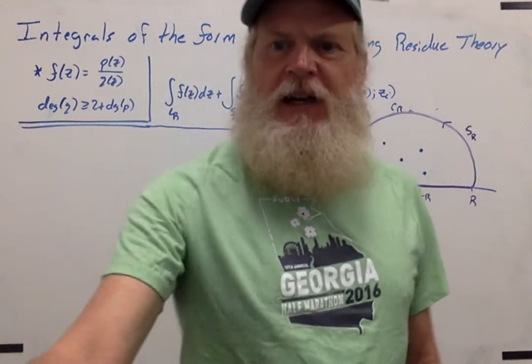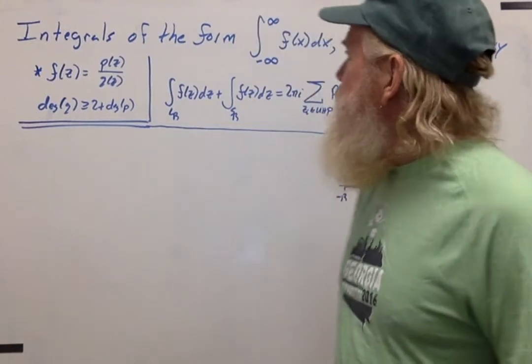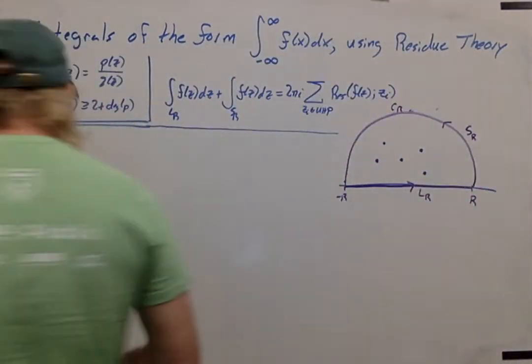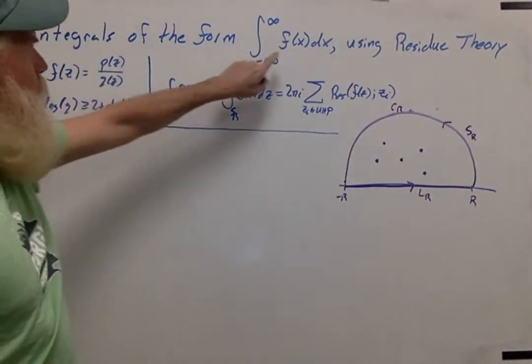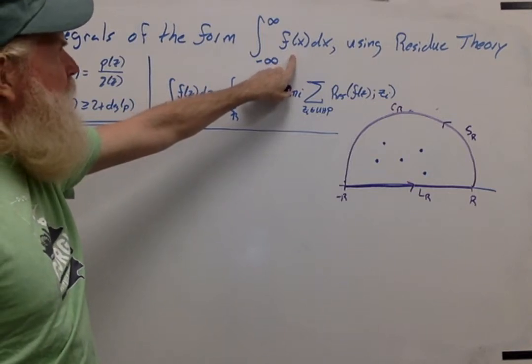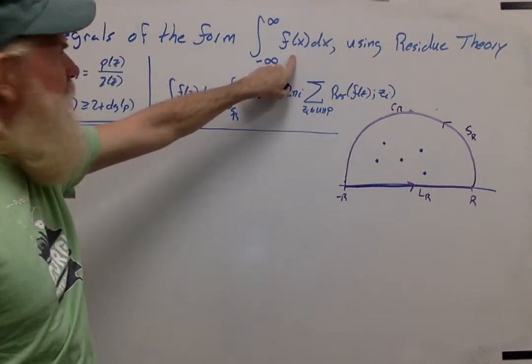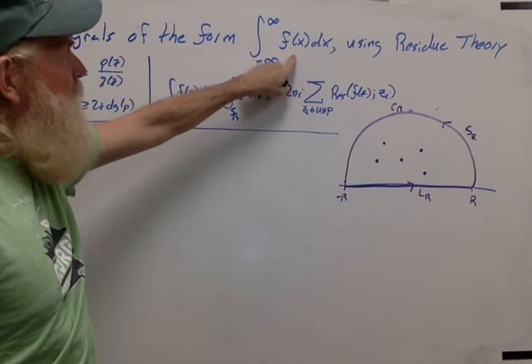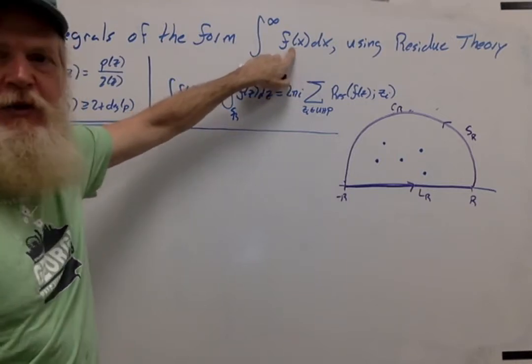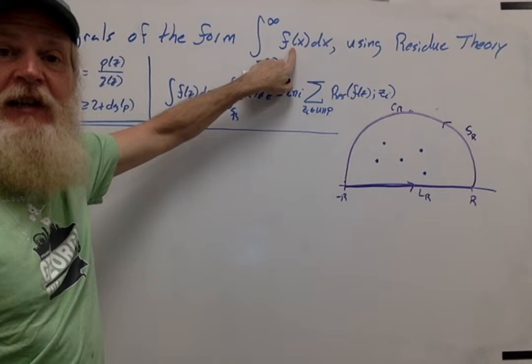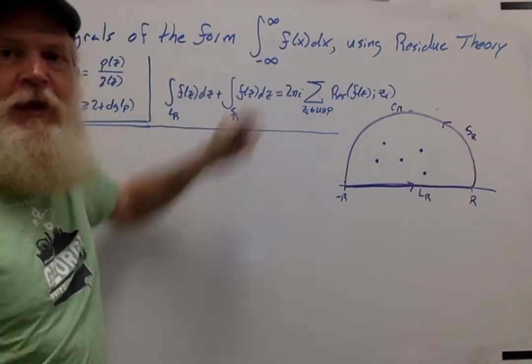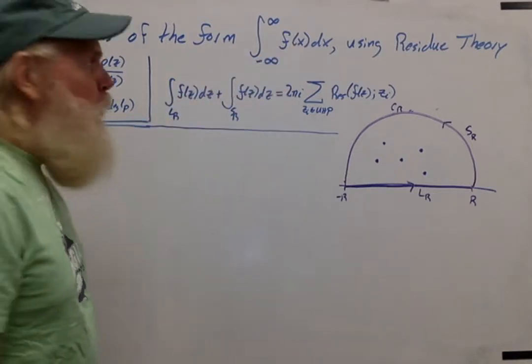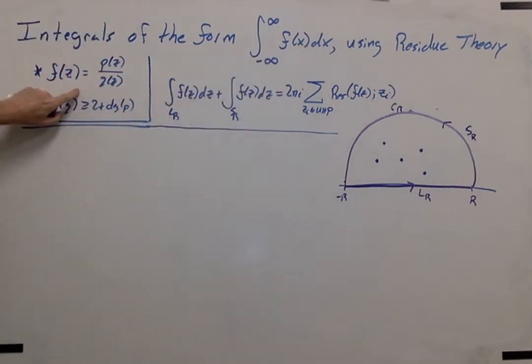Okay, let's continue our analysis of what's going on in this integral. Recall that we're trying to find the integral from negative infinity to infinity of the function f of x, and we've made the assumption that f of x is a rational function and the degree of the denominator is at least 2 bigger than the degree of the numerator. We replaced all of the x's with z's, so we now have a function f of z equals p of z over q of z, where the degree of the denominator is at least 2 bigger than the degree of the numerator.